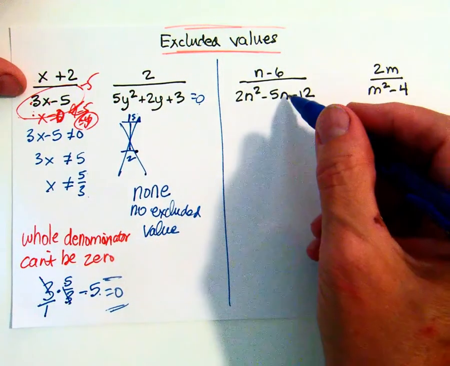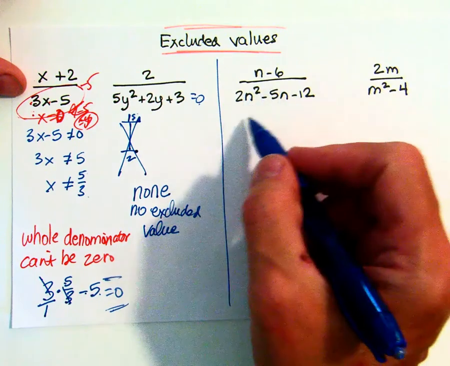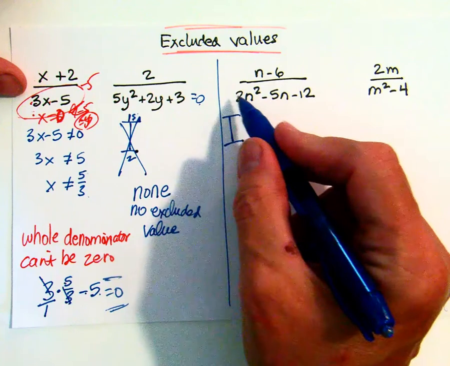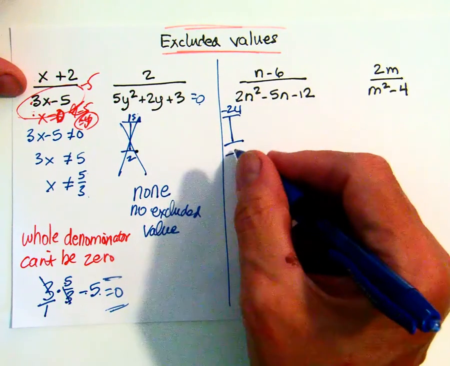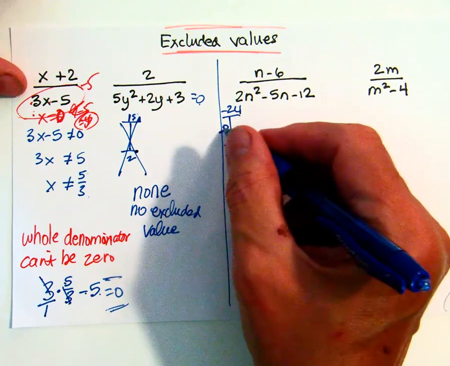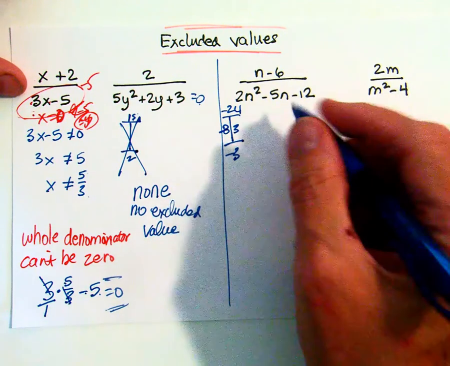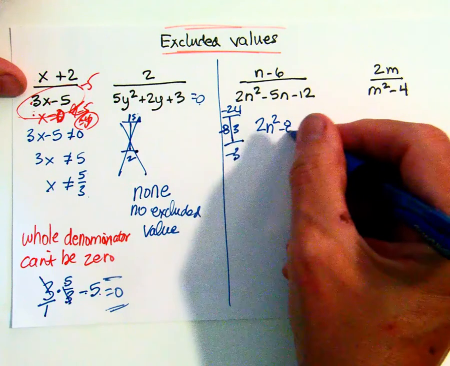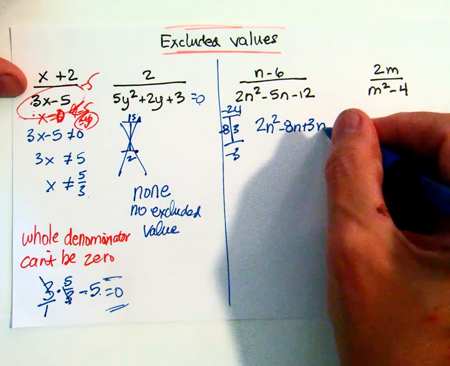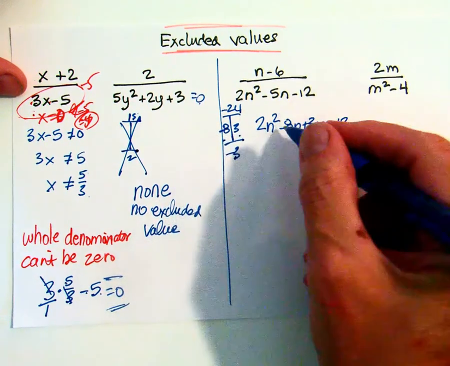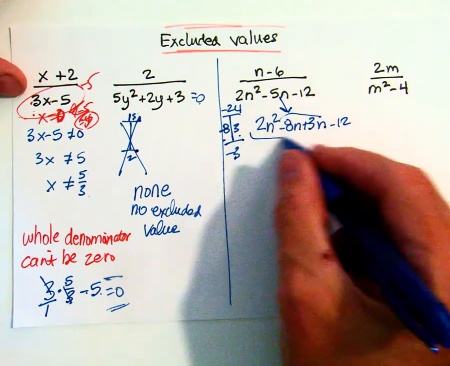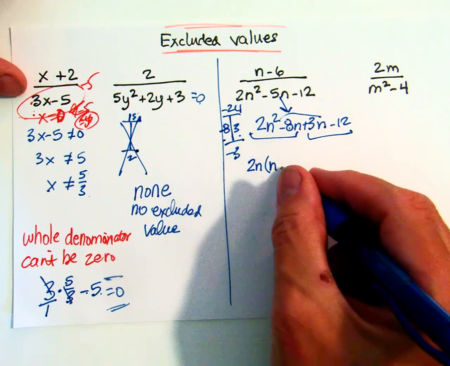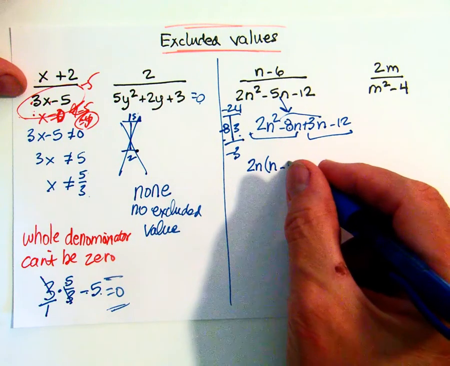Okay, how about this one? Okay, let's try it. We got an n minus 6. Oh, look at the bottom. That's a quadratic. I can factor. A times c is negative 24, and b is negative 3. That looks to me like that's going to be negative 8 and positive 3. So I'll go ahead and write that out to find out what my factors are. So here's my negative 8 and my 3. That comes from here. Then I factor by grouping. They both have a 2n.